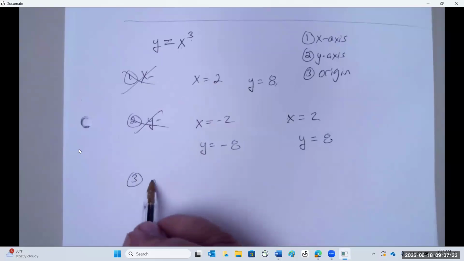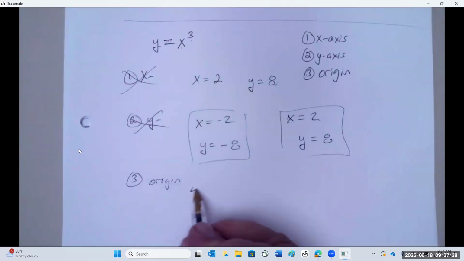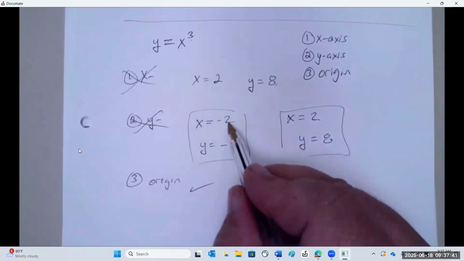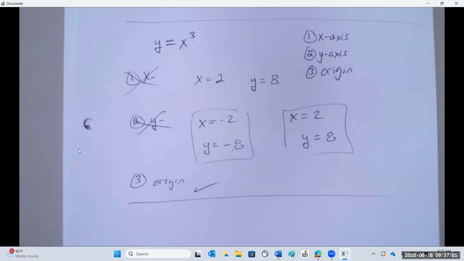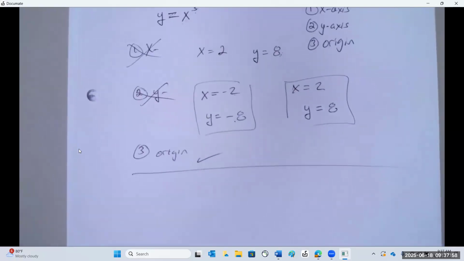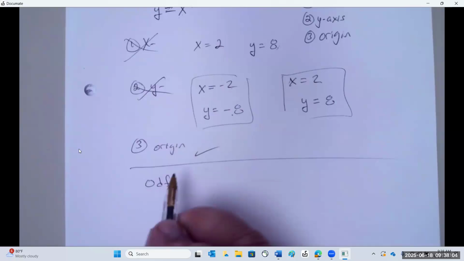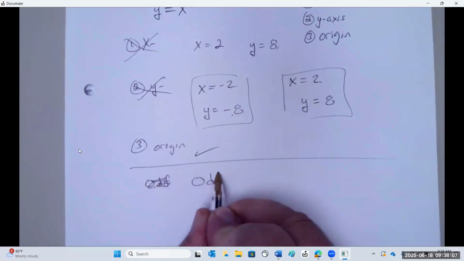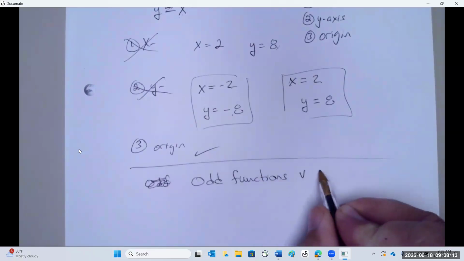Is it symmetric with the origin? It is different. Because this is negative, that's positive, negative, positive. Yep. As long as the x's are different and y's are different, it's different signs, it's around the origin. Odd functions versus even functions.